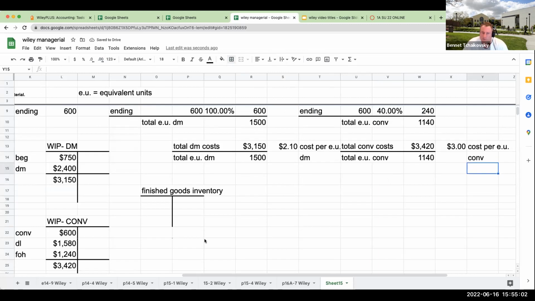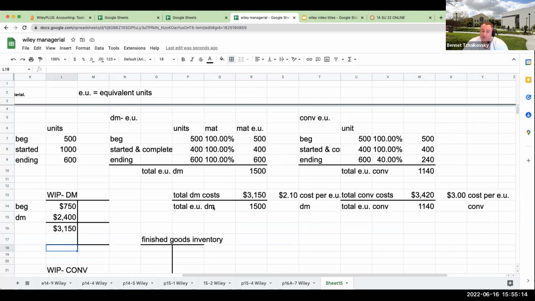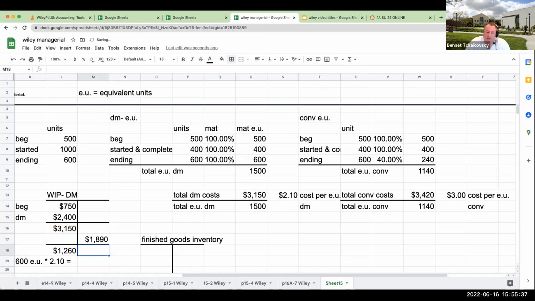So now what I can do is one of two things. I can say to myself, okay, what's the value of the ending inventory? The value of the ending inventory for direct materials is going to be 600 equivalent units times $2.10. And this is going to give me $1,260. When I'm trying to balance this T account, I'm basically saying 3,150 minus what equals 1,260. This is going to be 1,890.